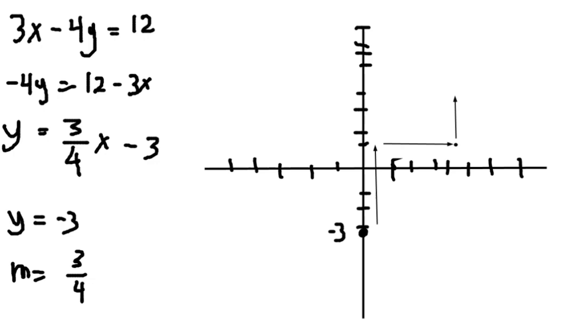Now we're going to continue to do it. We go up 3, and then 4 again. So we got 3 over 4, and this is another point. Now we can draw our line. It's a linear function, right? So let's draw a line connecting those points.